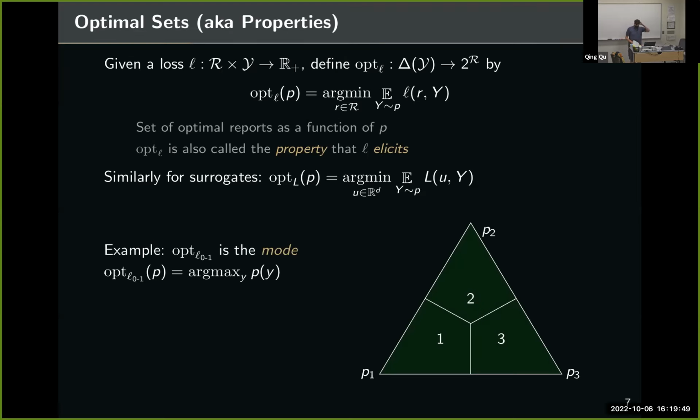As an example and a visualization, for 0-1 loss for 3 classes, this is what the optimal set looks like. Here, the optimal set is just the singleton 1. Here it's 2. Here it's 3. On this boundary, it's the set 1 and 3, and here it's 1, 2, 3. So this is just the mode, the most likely label. Classification is asking, what is the most likely label? It's another way of thinking about classification. Questions on these? I know this might be a different way of looking at things that you've already seen.